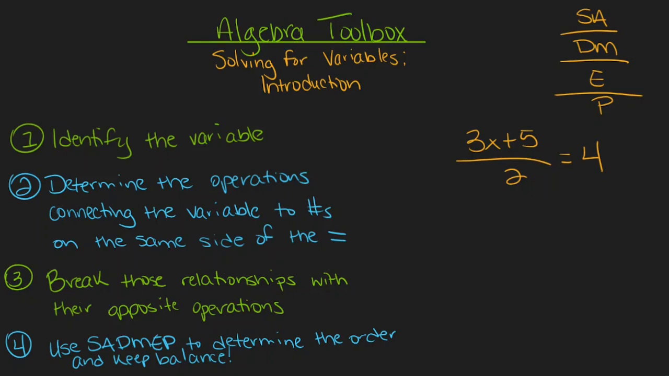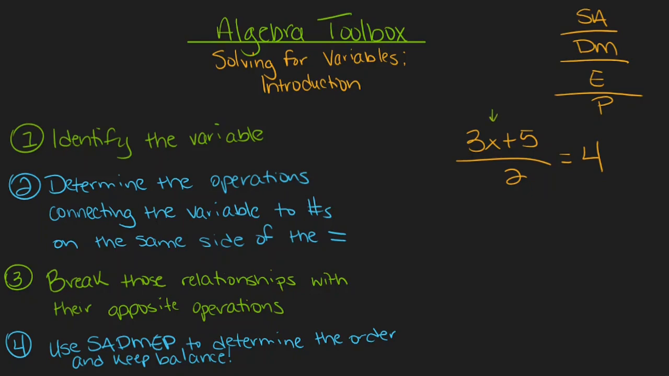Now that we've talked about the different steps that we have to take to solve for variables in equations, let's take a look at the problem we have on the screen. We have the quantity 3x plus 5 divided by 2 equals 4. The very first thing that I need to do is identify the variable. In this equation, I see that my variable is x.